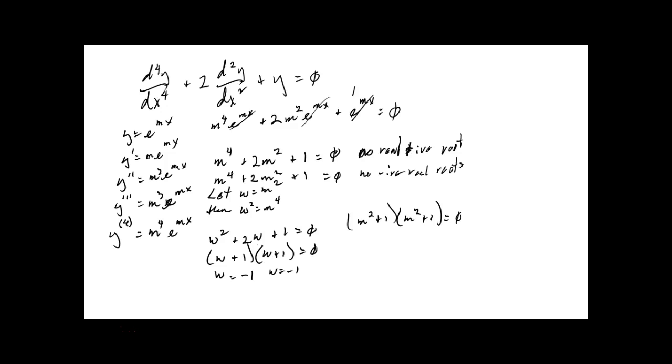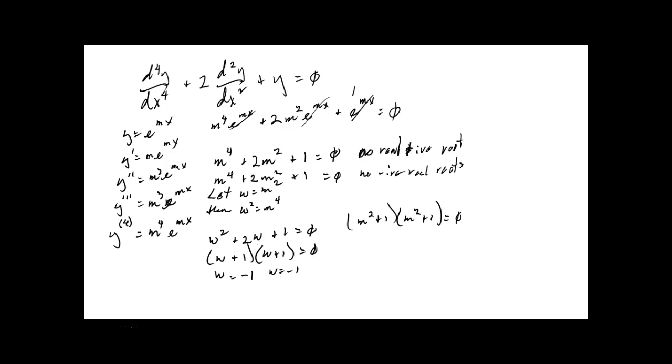Because of the odd and even. If it's an even number, you don't change the sign. If it's an odd number, you do change the sign. And they're both even, so no negative real roots. Boo hiss.